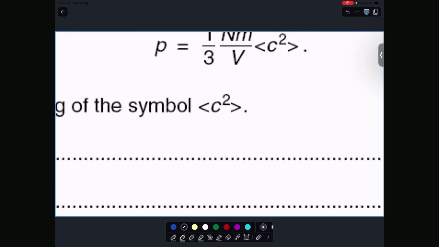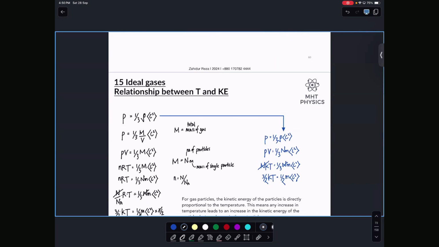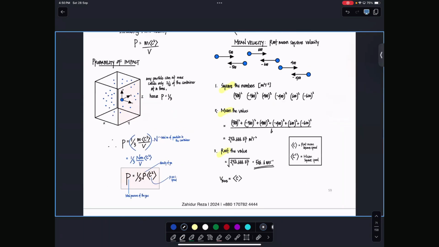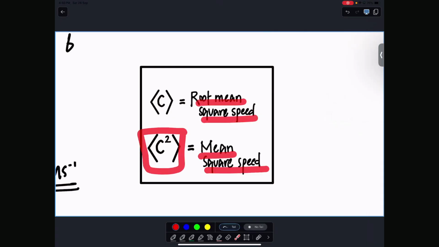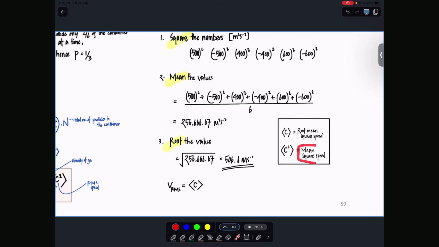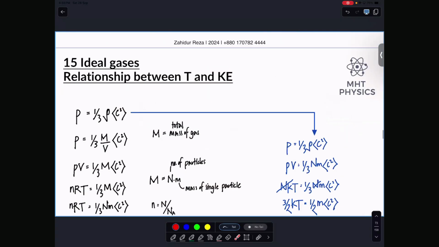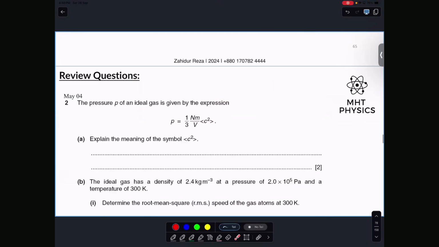Anyone? Yeah, so that's the reason why I was coming to Parlam, because I find some students forget that here. Okay, so this one is called root mean square speed, and this symbol is mean square speed. Whenever you have the C here and there's a square there, we call it the mean square speed. For how many marks? 2 marks. Explain the meaning of this.